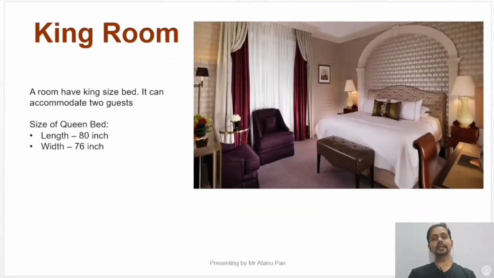The next is the king room, same as the definition, a room which is having a king size bed. The king size bed is a little bit bigger than the queen size bed. So the size you can see 80 inch in length and 76 in width. Okay. The length is the same, only the width is more, but again it can accommodate 2 guests only, not more than that.